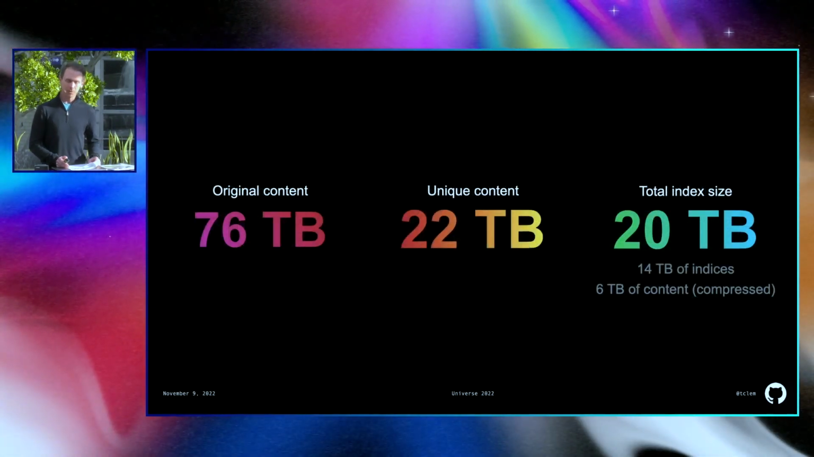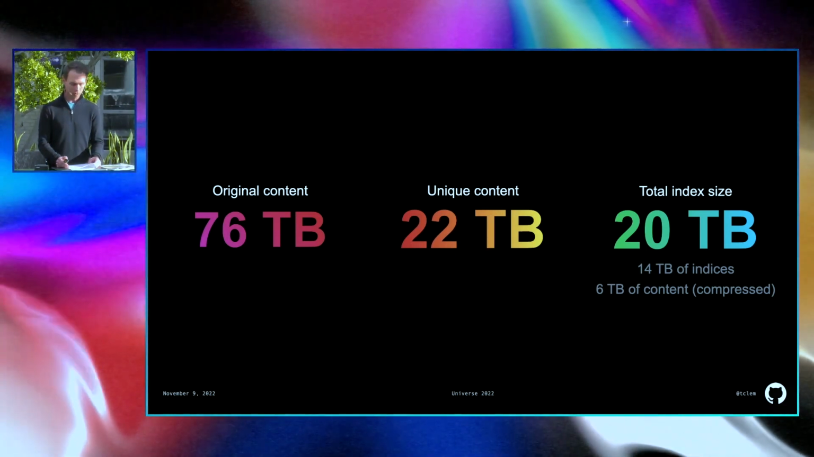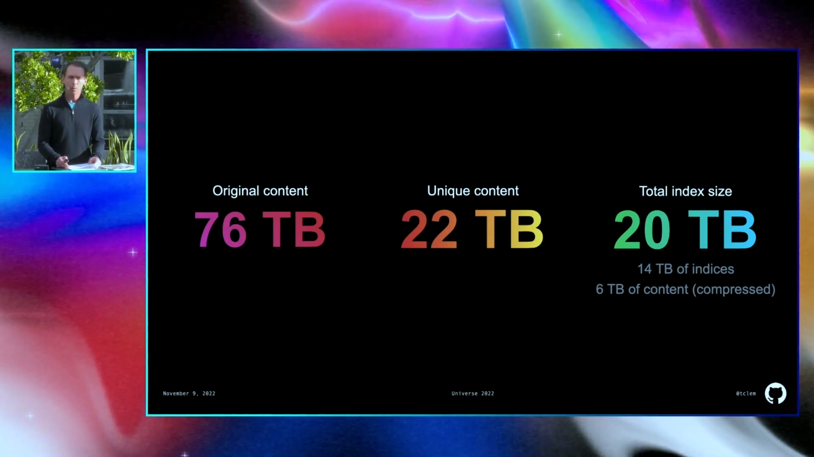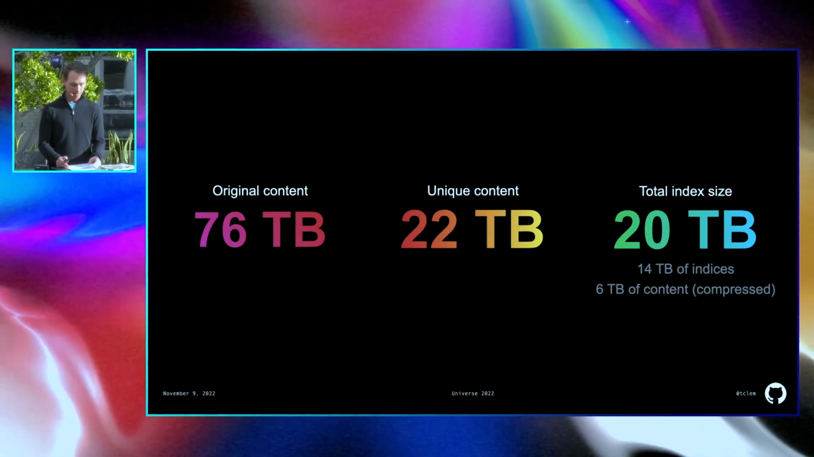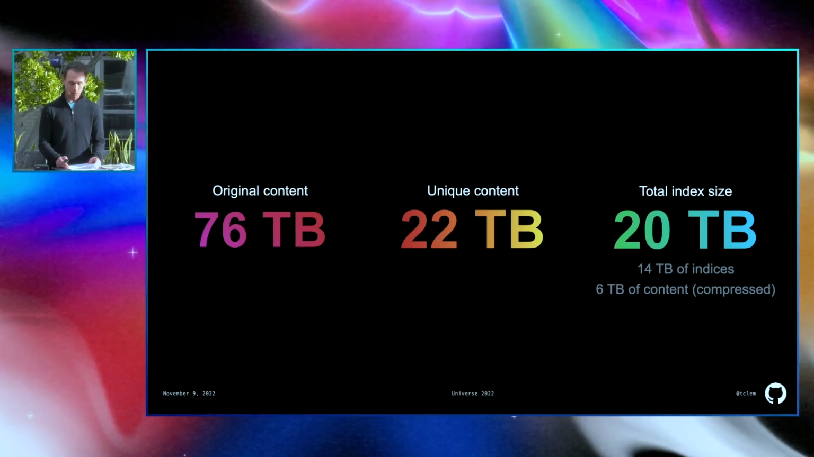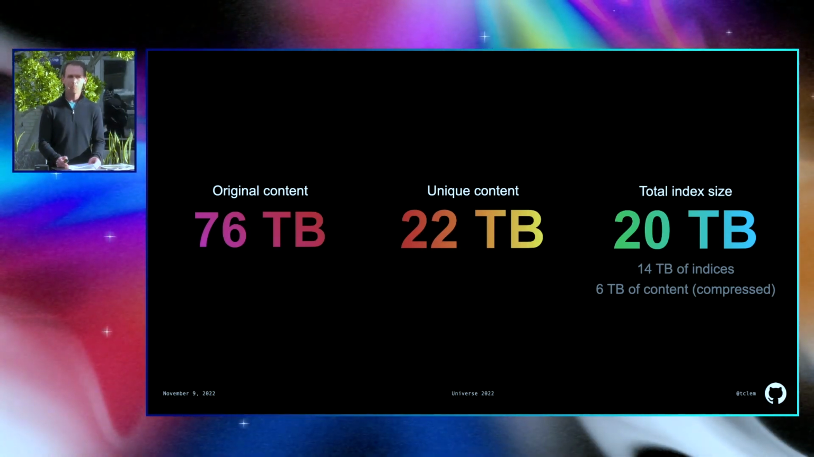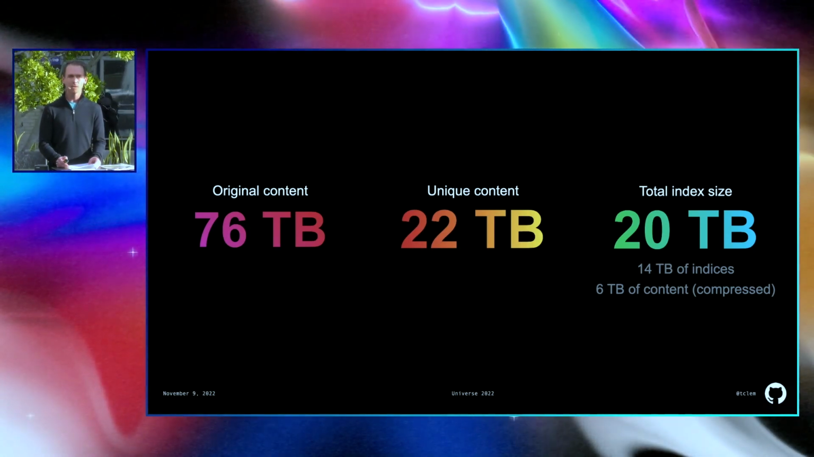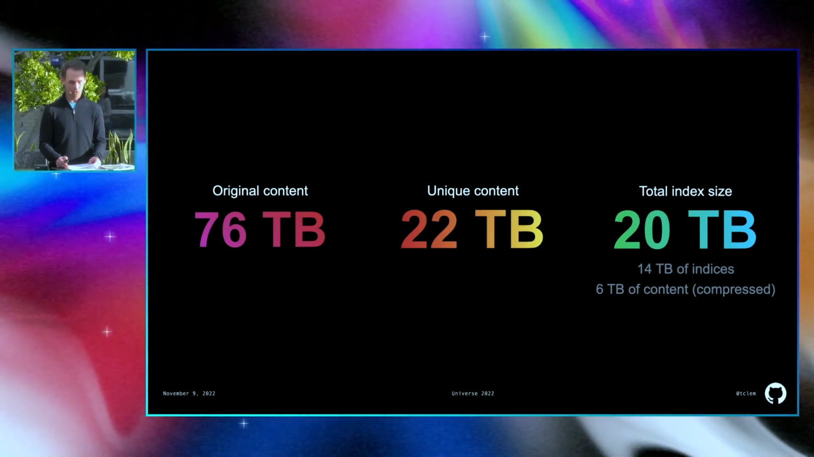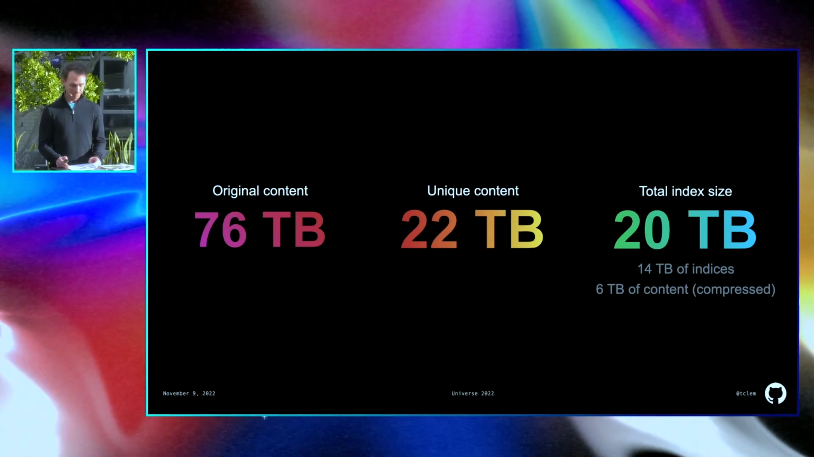There's some really big wins on the size of the index as well. Remember that we started with 76 terabytes of original content that we want to search. Our delta indexing brings that down to around 22 terabytes of unique content, and the index itself clocks in at just 20 terabytes, which includes not only all the indices, including those n-gram indices, but also a compressed copy of all unique content. This means that our index is roughly a quarter the size of the original data. Now we're getting somewhere. This is a system that can scale.